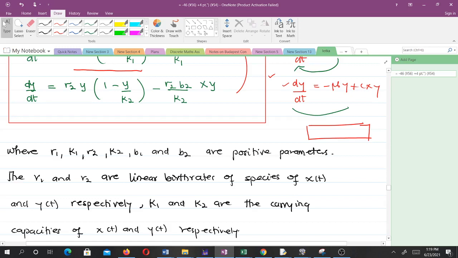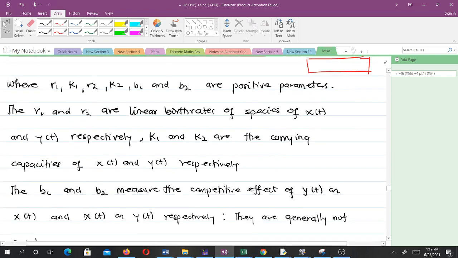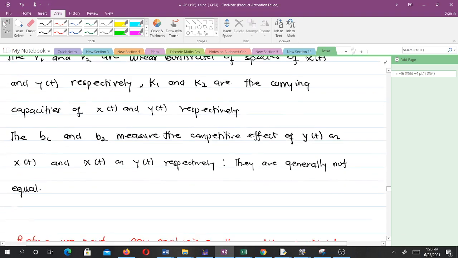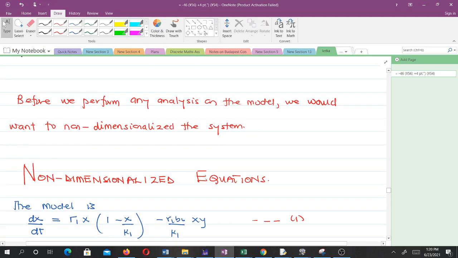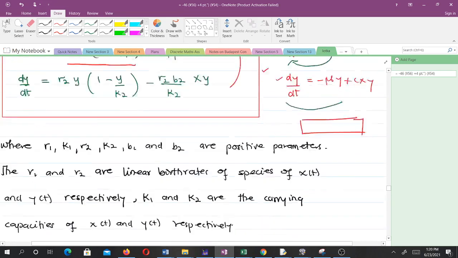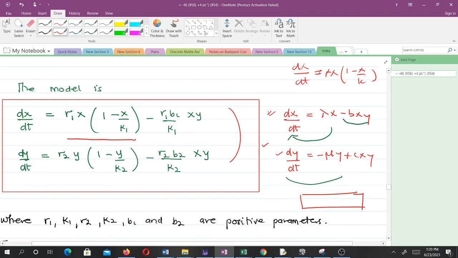So k1 and k2 are the carrying capacities of x and y respectively, and b1 and b2 measure the competitive effect of y on x and x on y respectively. Note, they are generally not equal. Okay, so now we have our competition model, right? We derived it from the predator-prey model, which made it so simple.